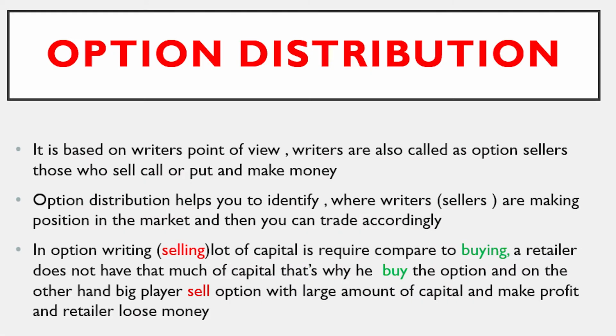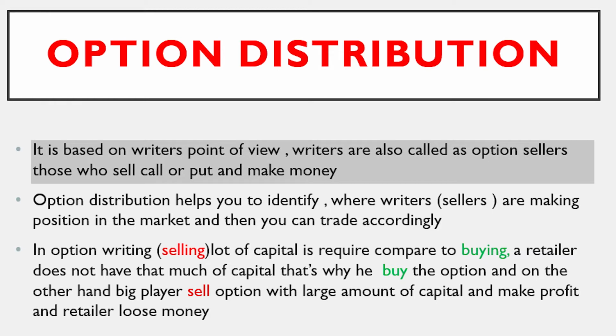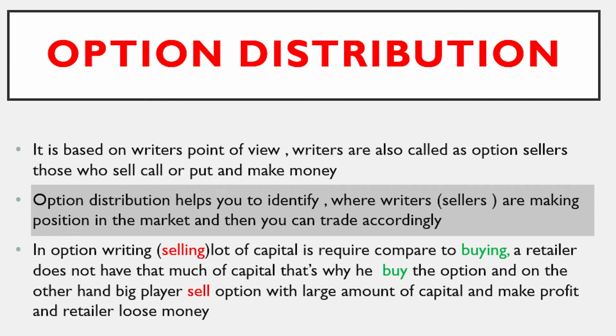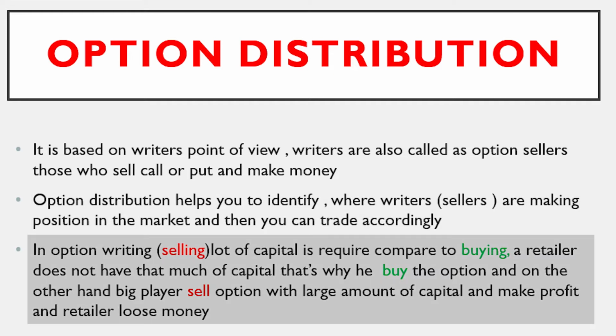Option distribution is based on the writer's point of view. Writers are also called option sellers, those who sell a call or sell a put and make money. Option distribution helps you identify where writers, that means sellers, are taking positions in the market, and then you can trade accordingly. In option writing, that means selling, a lot of capital is required compared to buying.